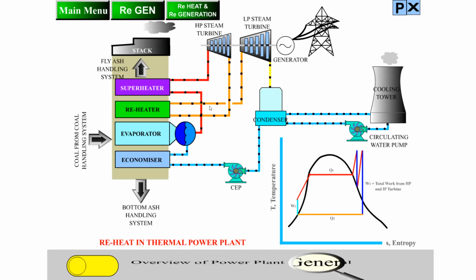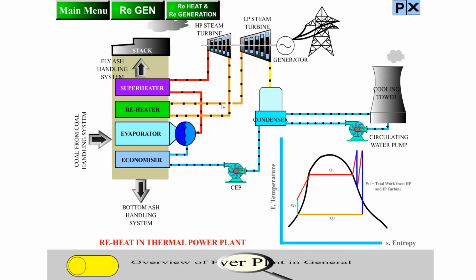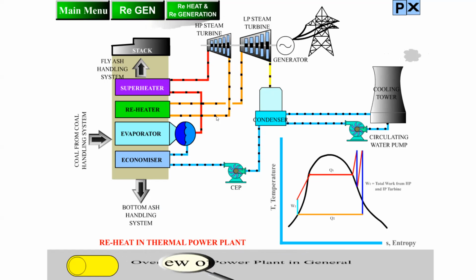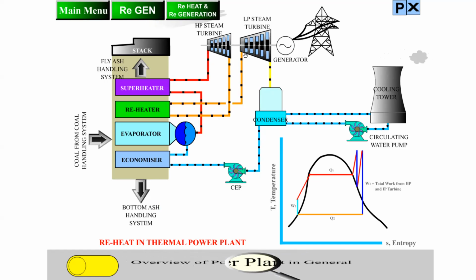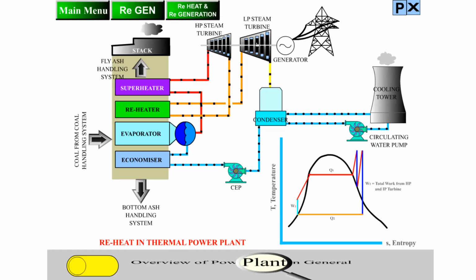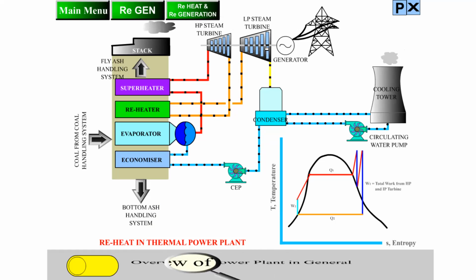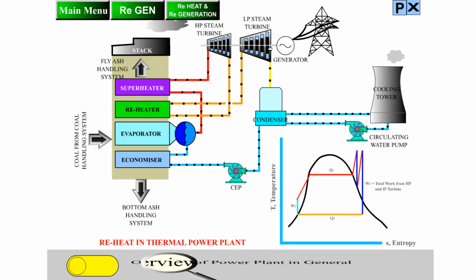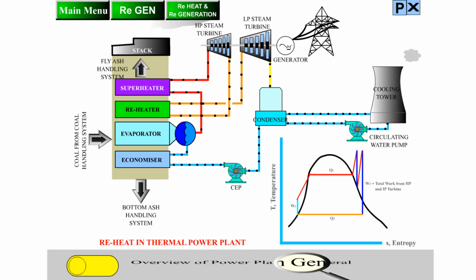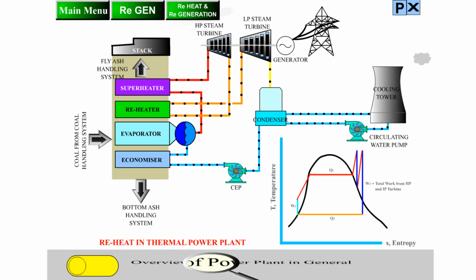So what happens due to reheat? The heat which is remaining with the steam, plus the addition of heat again in the boiler, that heat again gets expanded in the low pressure turbine, and then maximum extraction of the heat is converted into mechanical energy by means of rotation of the shaft here, and the generator converts mechanical energy into electrical energy and sends it to the grid.